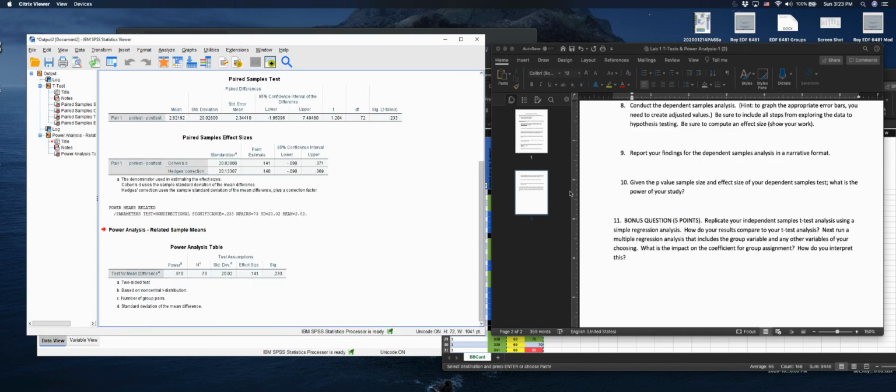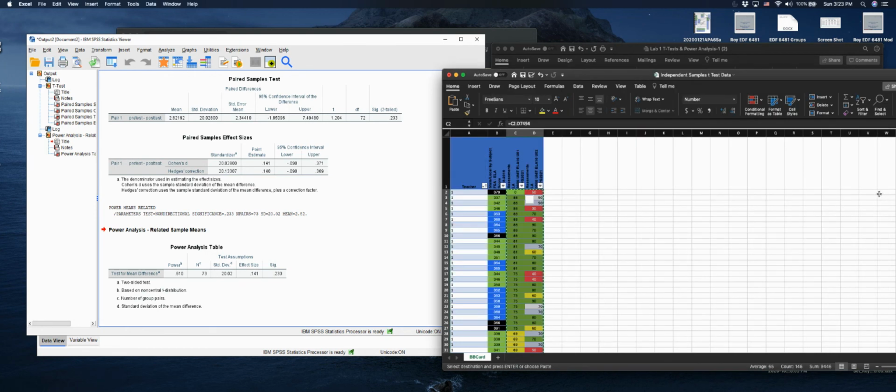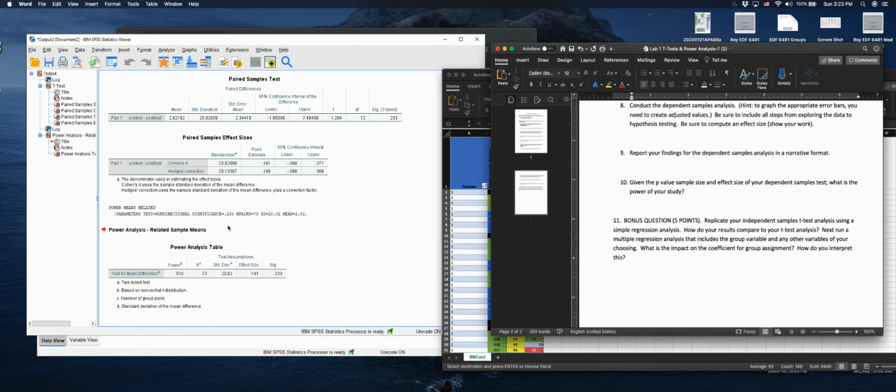When I click OK, it gives me the power. It gives me the power of 0.510. And so essentially, if I look at my power, that's a moderate power. Because a high power would be a 0.8. So that is how you find the power of your study, given all of the information from the data output in SPSS.